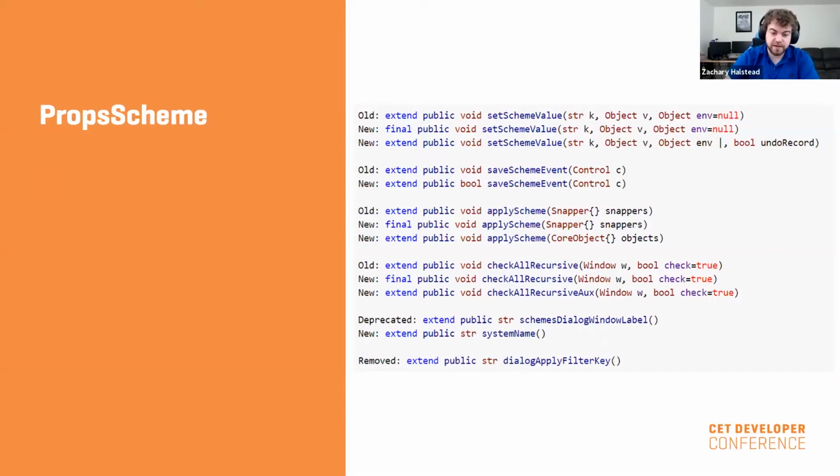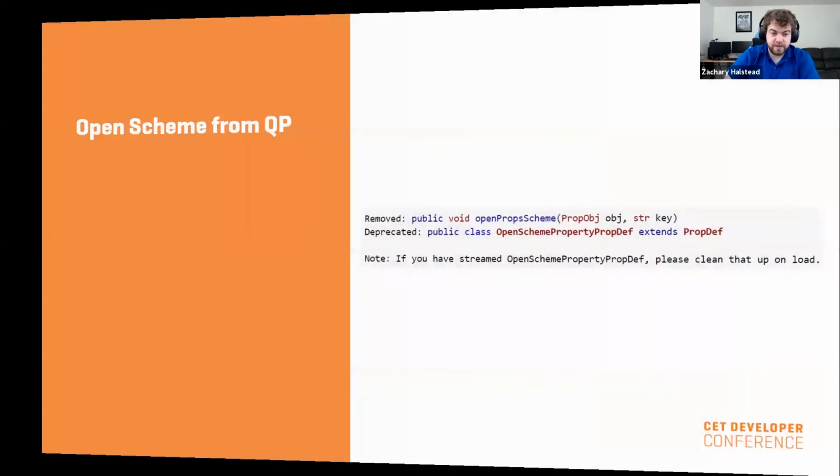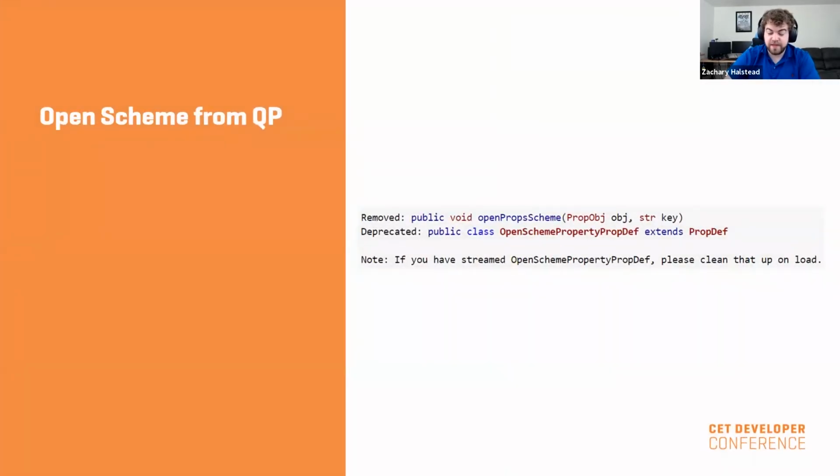Then we have the scheme dialog window label. This was deprecated and changed into system name. Then we also have the dialog apply filter key. This was removed. And that's it for the changes in prop scheme.